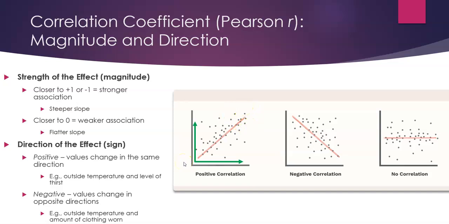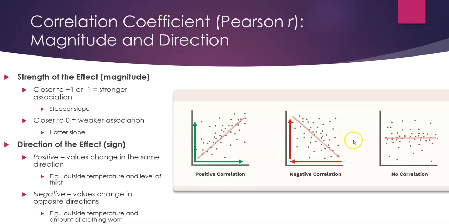An example of this would be the association between outside temperature and level of thirst. As the outside temperature increases, we're going to see an increase in the level of thirst. Hotter temperatures are associated with more thirst, lower temperatures with lower thirst. It's not going to be perfect, because sometimes in cold weather it's dry and we get thirsty, but it could potentially be a relatively strong association. So that's a positive association.